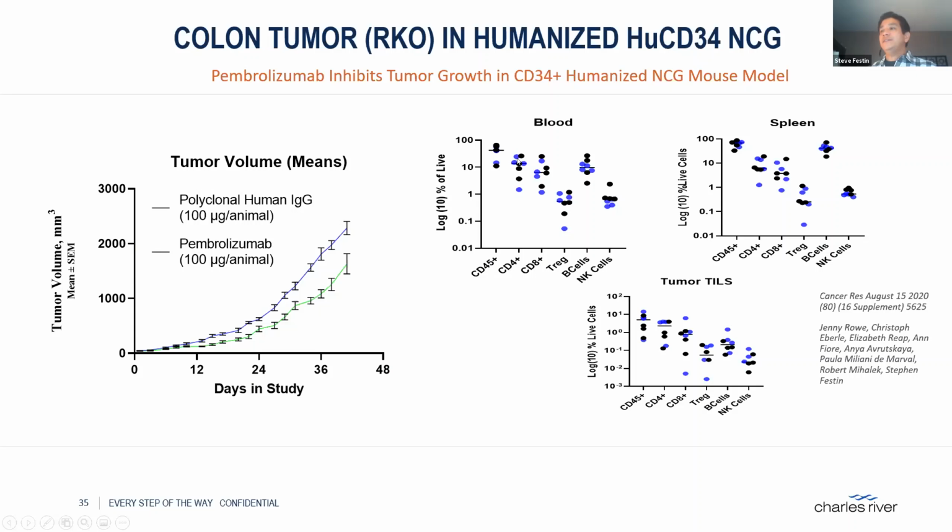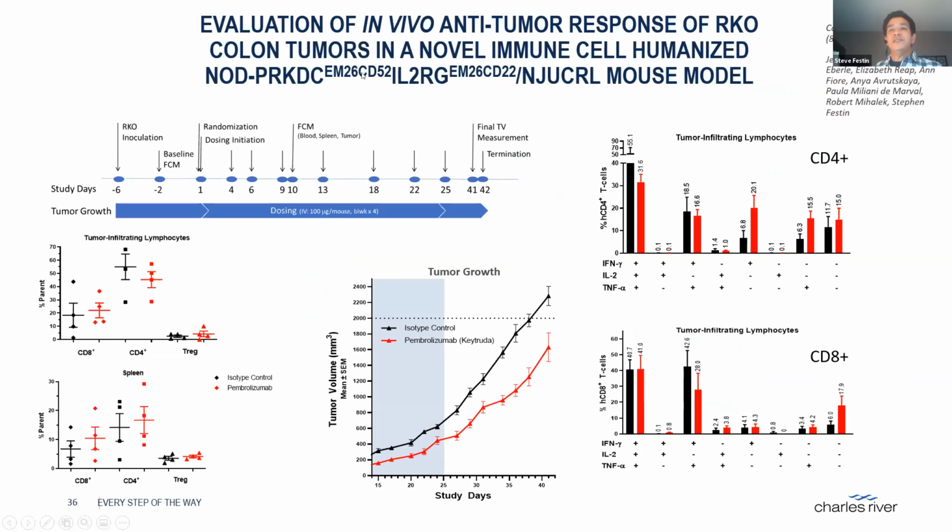CD4 and CD8 T cells, Tregs and NK cells are here, as well as the B cells. And these are the human cells that are currently present, and they've all been able to infiltrate into the tumors. This is the same study, really just represented again slightly differently, right? So these are the presence of the cells in the tumor infiltrating lymphocytes.